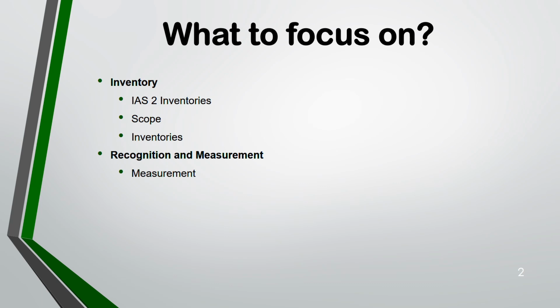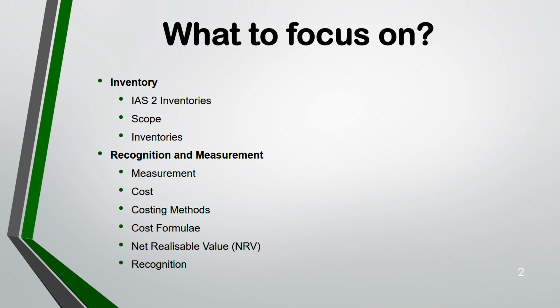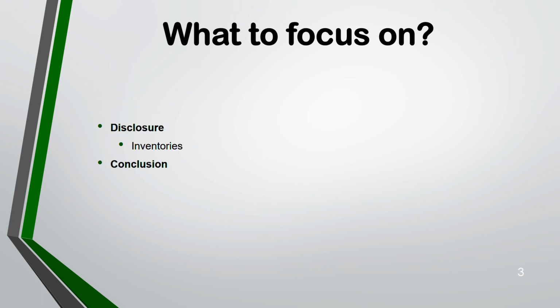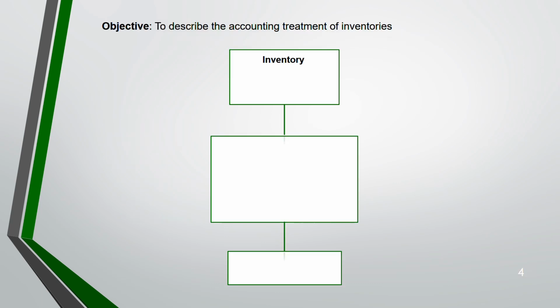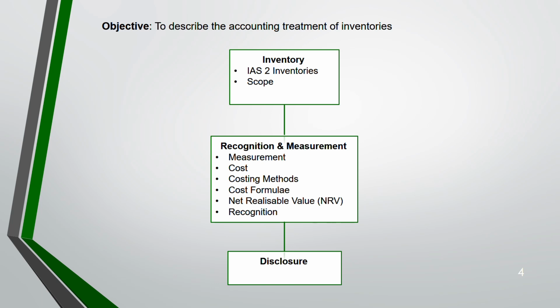See, for any standard four things are very common: scope of the standard, recognition, measurement, and then presentation and disclosure. This you will see in all these standards. So first is measurement, then the costing methods. There are various costing methods to measure inventories, and cost formula, then net realizable value, and recognition, then disclosure of inventories, and finally we'll conclude with the syllabus, summary, and technical articles. So we start with inventory, recognition, measurement, and disclosure.